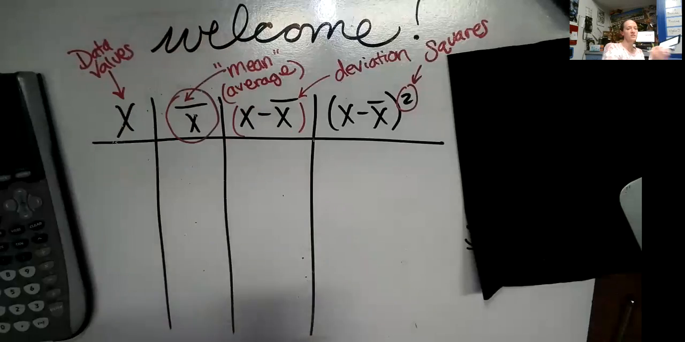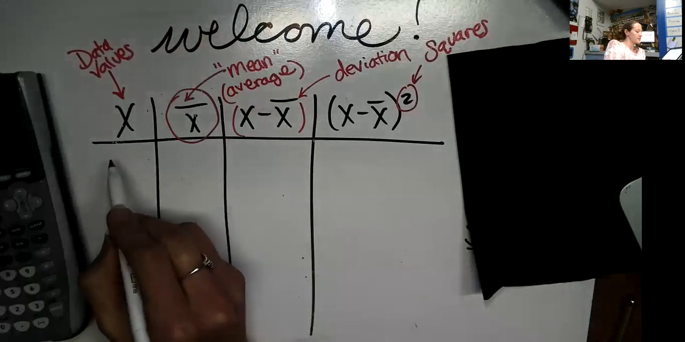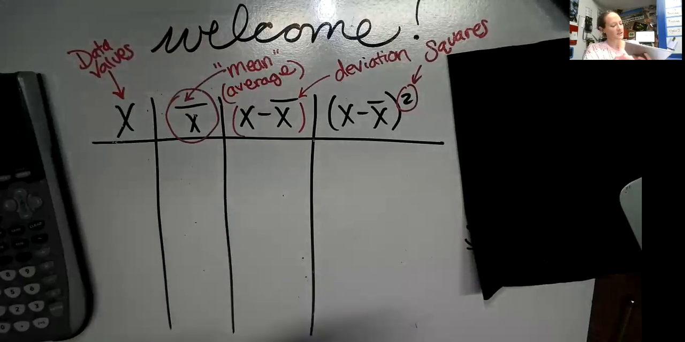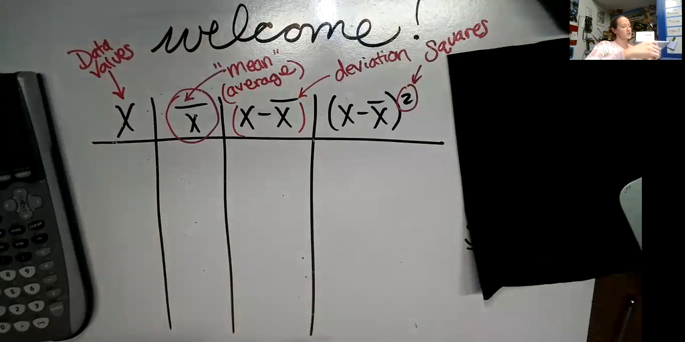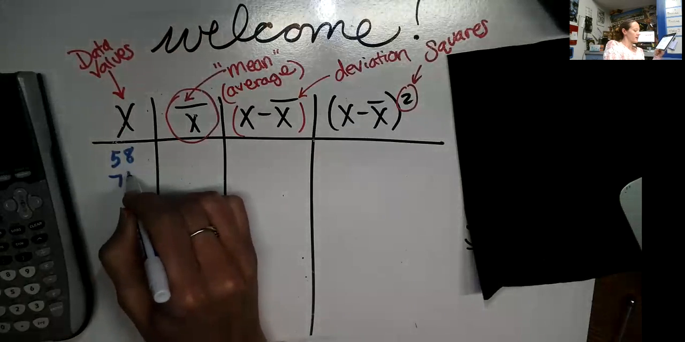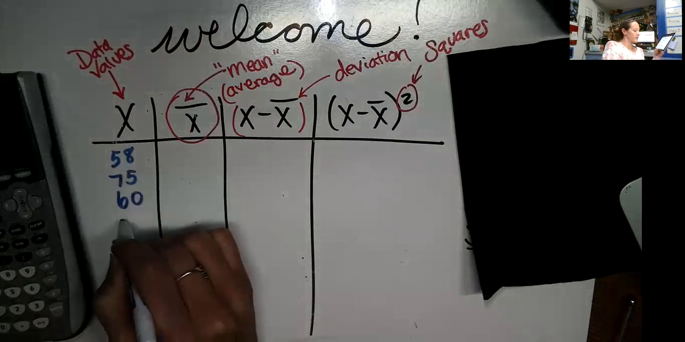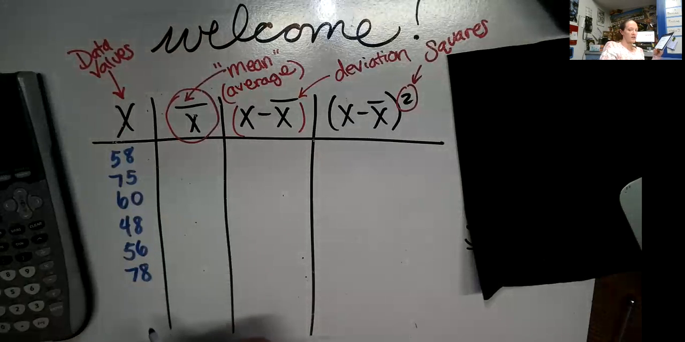That were given. So in this one, looking at the table that I hope you guys took a picture of, we had the following data values. And I think I had team A being blue, which I did. That started with 58. Then we had 75, 60, 48, 56, 78. Uh-oh, a lot of girls on this team. 60, 57, 54, and 59.